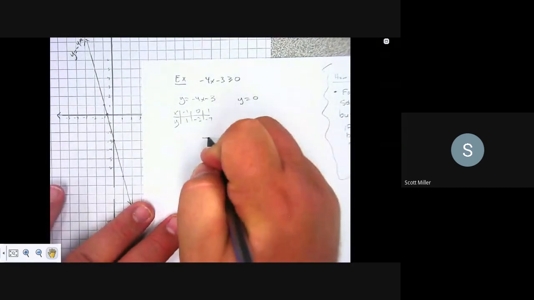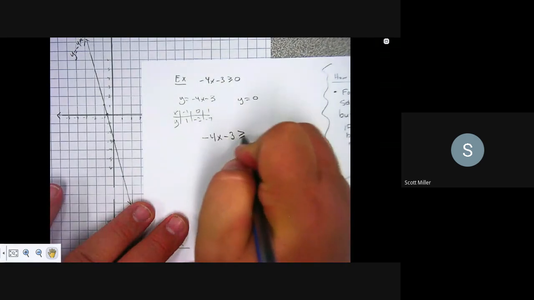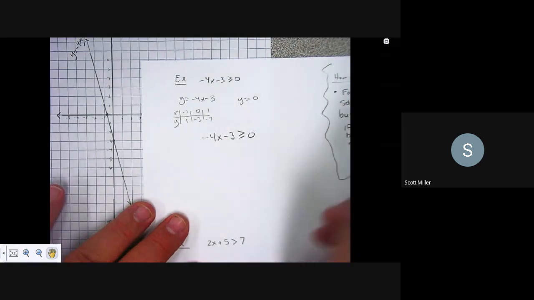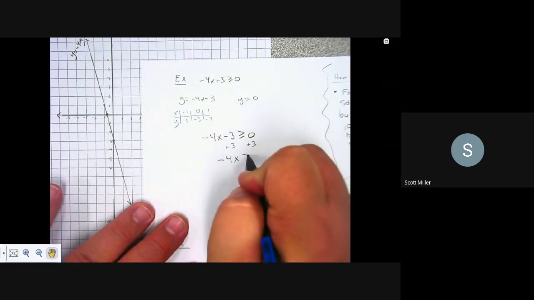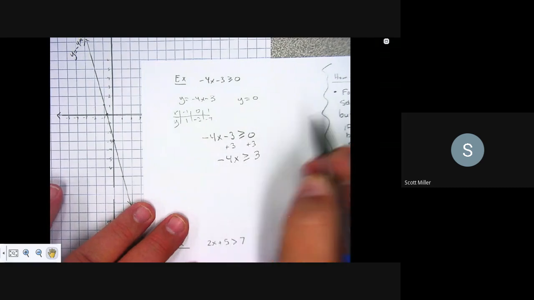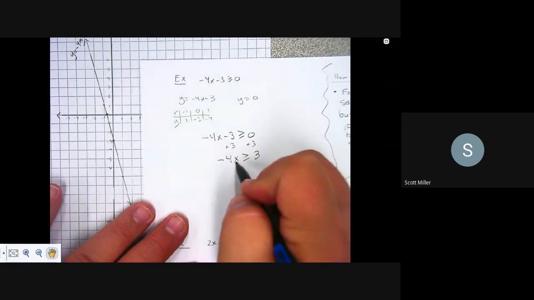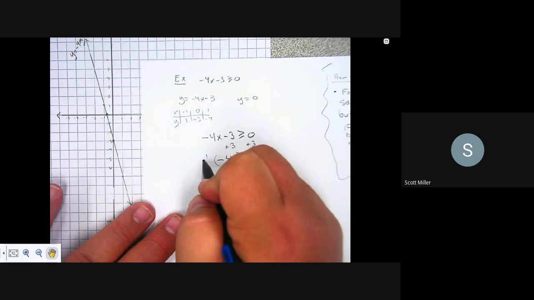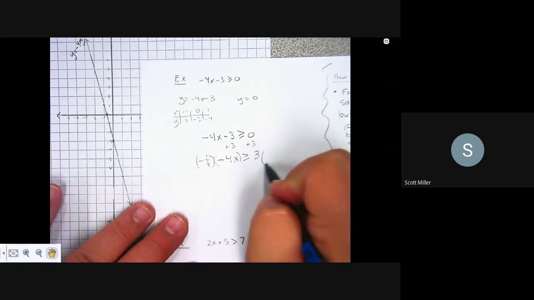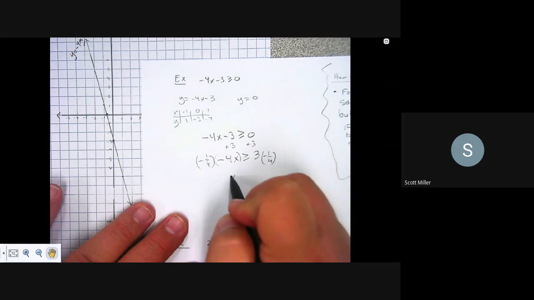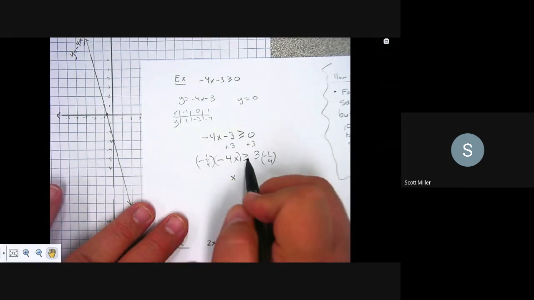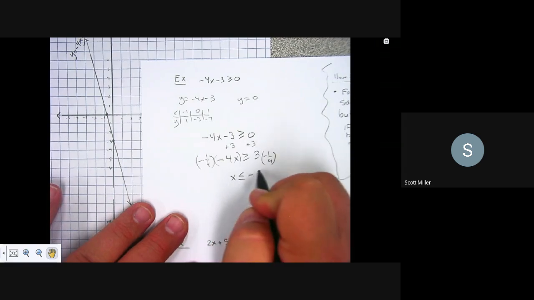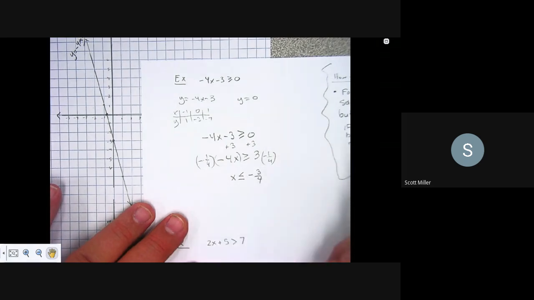So we have negative 4x minus 3 greater than or equal to 0. Same process for linear, so we're going to add the opposite. Negative 4x is greater than or equal to 3. Either divide or multiply by the reciprocal. So if you're going to multiply by the reciprocal, it's going to be a negative 1/4. A negative 1/4. So x, now I have multiplied both sides by a negative number. So this symbol, which was pointing to the right, is now going to point to the left. And there you go.